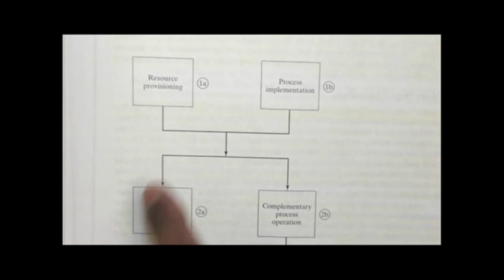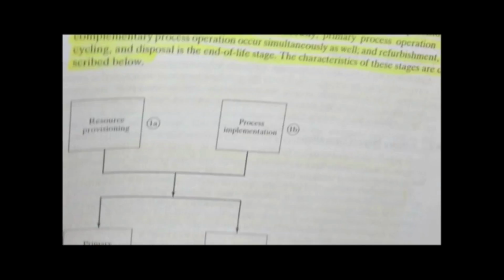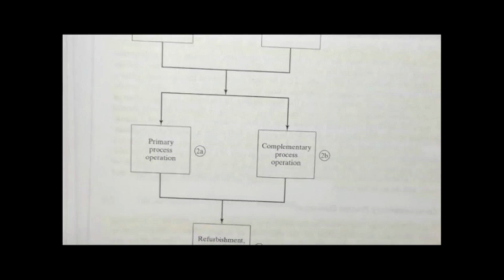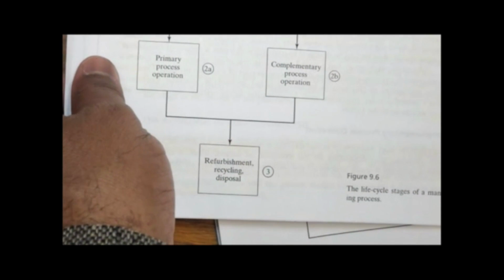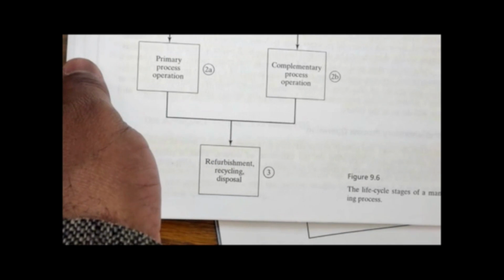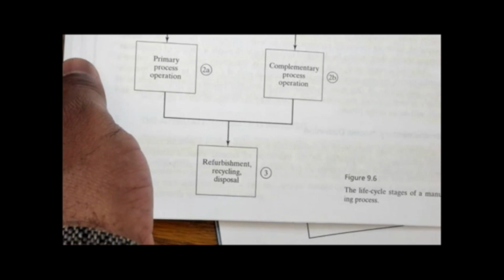At the beginning, you have almost happening concurrently two process steps called resource provisioning and process implementation. They are both like stage one, called 1A and 1B. At the next stage, you have the primary process and complementary process. They are also more or less happening at the same level. And at the very end of this life cycle, you have recycling or disposal, or refurbishing and recycling.